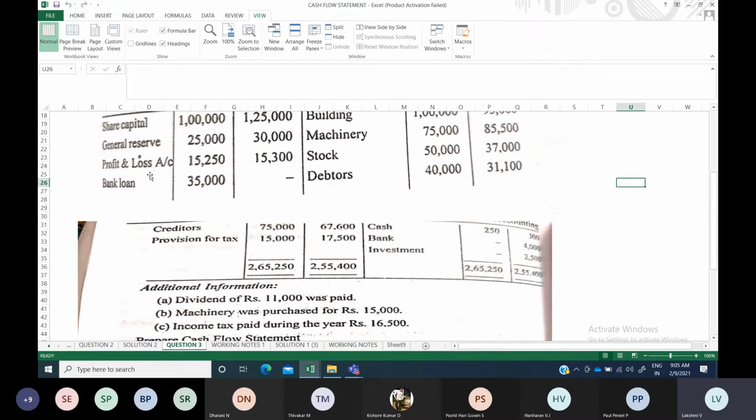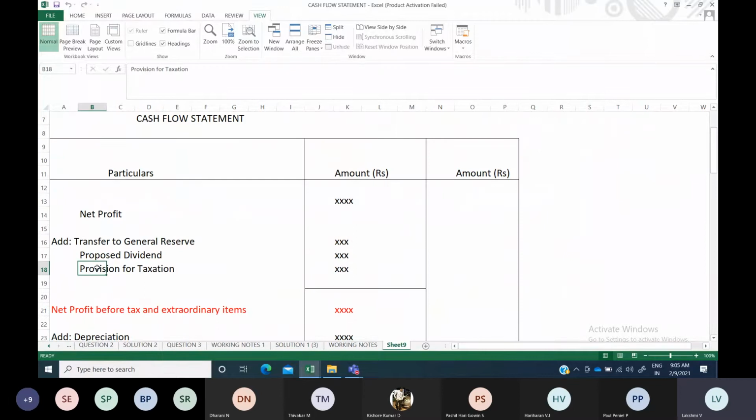Here there is no item like that, only dividend, which is similar to interim dividend. The proposed dividend item is not there, so we need not prepare it. So provision for tax only is the next thing we have to add. For this purpose, you have to prepare that account.